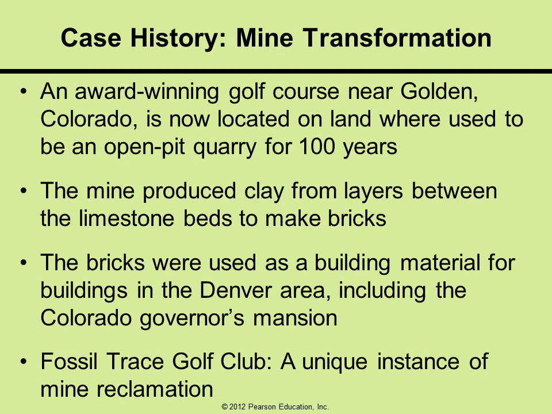We'll start this chapter by looking at one of the case histories that your book points out. It's now a golf course near Golden, Colorado, and it was once a mine, an open pit quarry for over 100 years where clays were extracted from between limestone beds and all the material mined out, where the clay was used in order to manufacture bricks. These bricks were used as a basic building material for a number of buildings in the Denver area, including Colorado's governor's mansion.